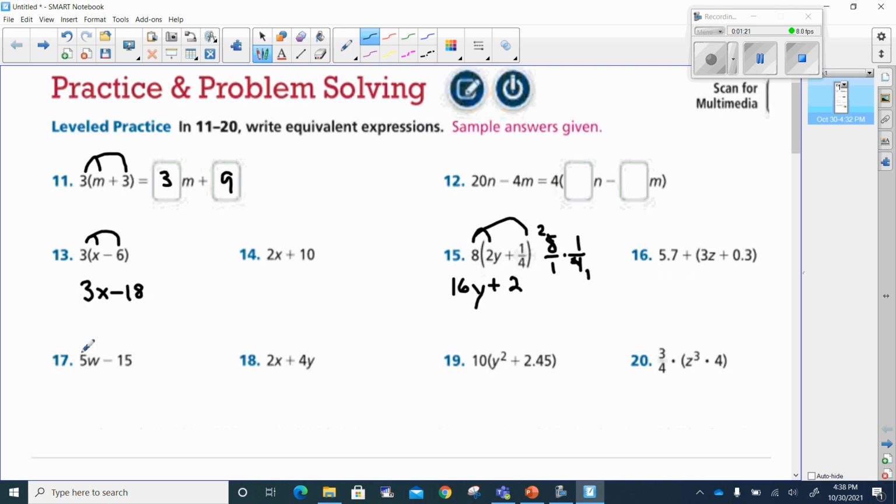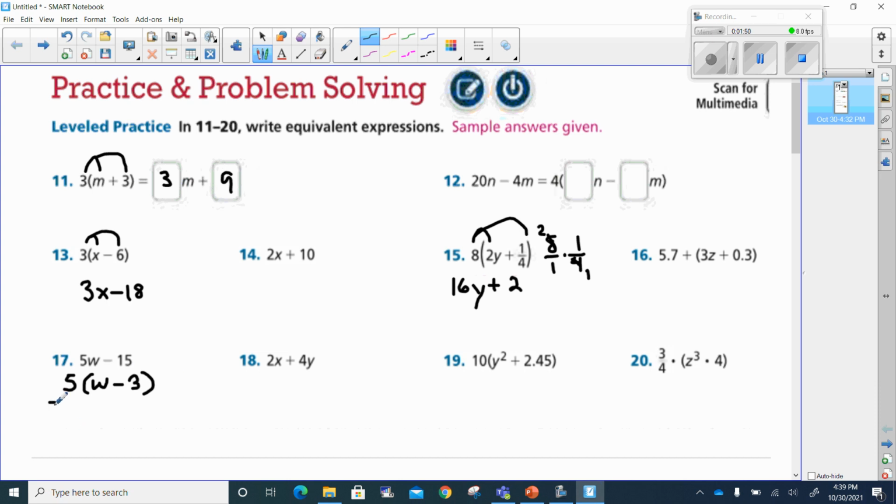Number 17, they want us to rewrite this expression. I'm going to look at what things are in 5w and 15. Well, I know 5 goes into both these numbers, so I'm going to take 5 out of it by factoring it. 5 times w equals 5w, so I'll put a w in here. And 5 times negative 3 will give me a negative 15.